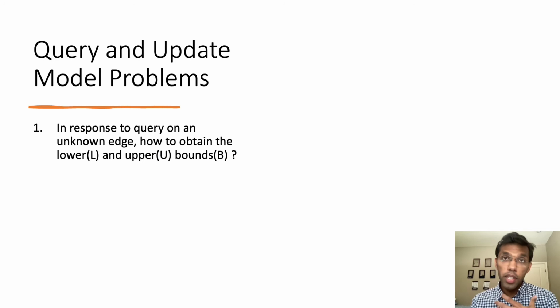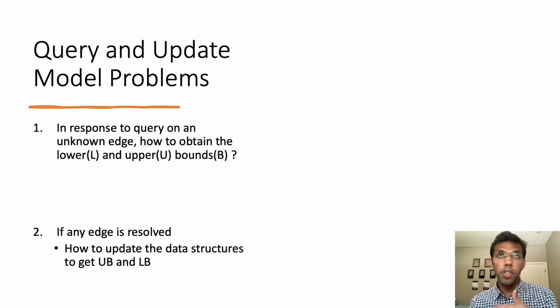Thus, we try to formulate our problems as twin problems. First is a query problem, in which, in response to a query, you want to find out the upper and lower bound on an unknown edge. The second problem is, if some oracle has given you a distance in the graph, how do you update the data structure sufficiently so that a new query for an unknown edge reflects this extra information that is added?